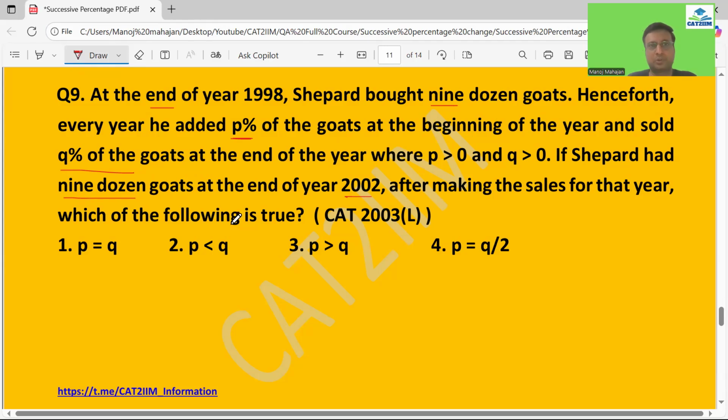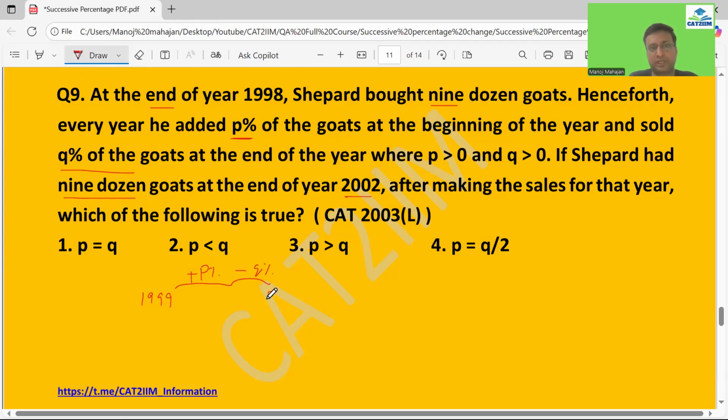Let me tell you the story in this way now. At the end of the year 1998, there were 9 dozen goats. So at the beginning of 1999, you would again have 9 dozen goats, because there were 9 dozen at the end of 1998. Then P% has been added here, and Q% has been sold out.